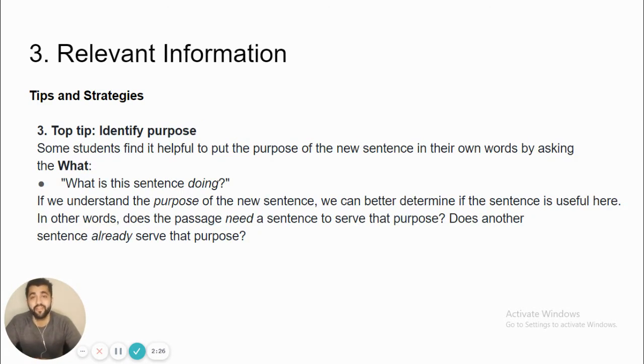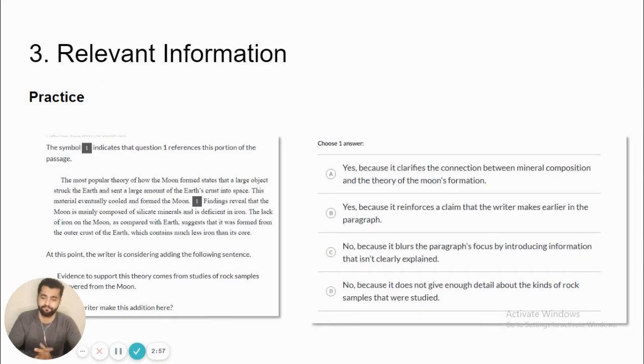Number 3, identify purpose. Some students will find it helpful to put the purpose of the new sentence in their own words by asking the what. What is this sentence doing? If we understand the purpose of the new sentence, we can better determine if the sentence is useful here. In other words, what does the passage need? Does the passage need a sentence to serve that purpose? Does another sentence already serve that purpose? Let's look at a sample question.